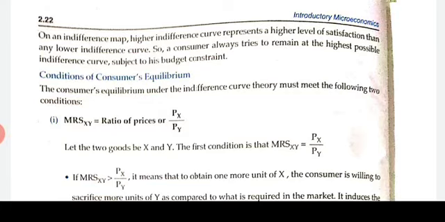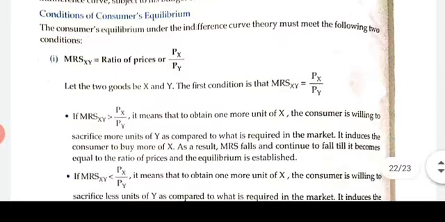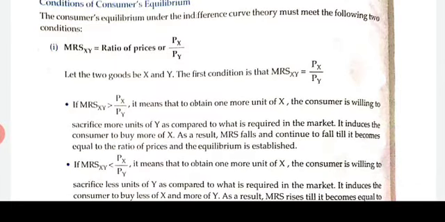The conditions for consumer equilibrium by indifference curve theory must meet the following two conditions. The first condition is MRS XY, the marginal rate of substitution, is equal to the ratio of prices, that means PX by PY. Here the two goods are X and Y. So the first condition, MRS XY equals PX by PY, is the equilibrium condition.